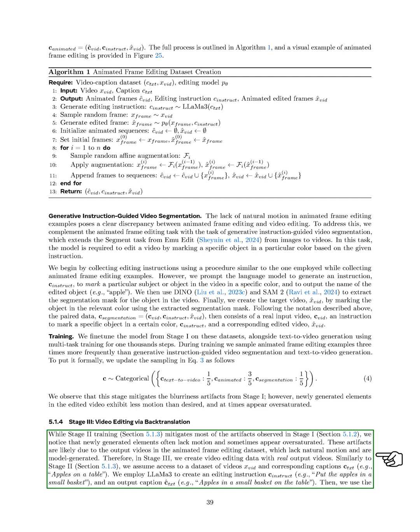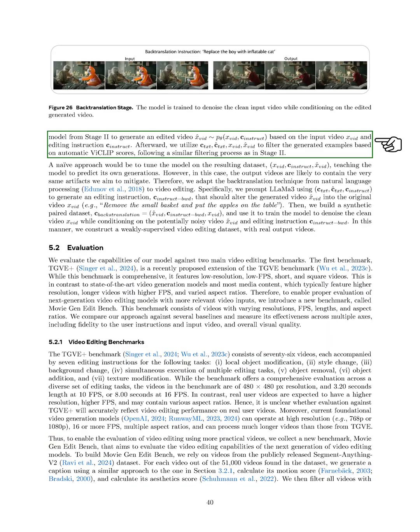Similar to stage 2, we assume we have access to a dataset of videos and their corresponding captions, like apples on a table. We use Llama 3 to generate an instruction, such as put the apples in a small basket, and an output caption, like apples in a small basket on the table. We then apply the model from stage 2 to create an edited video based on the input video and the instruction. Next, we filter the generated examples using automatic scores, following the same method as in stage 2.